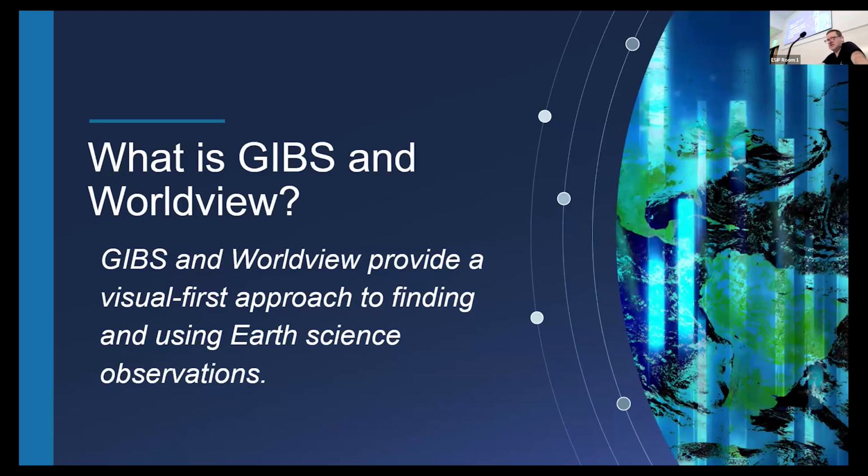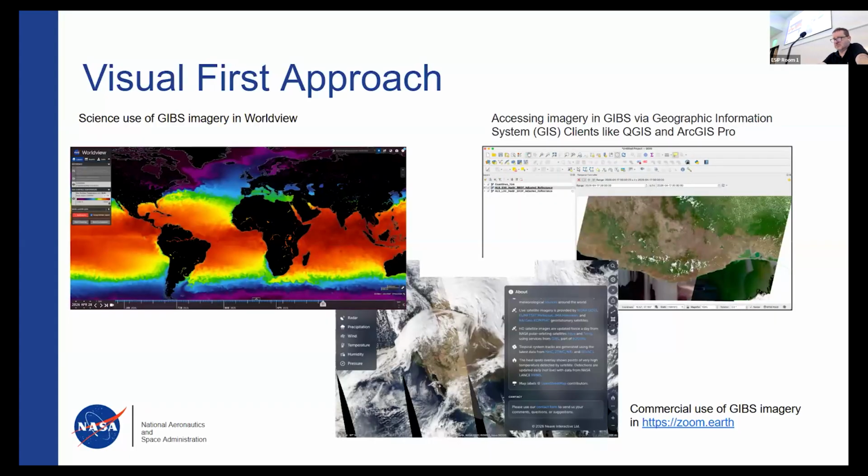ESDIS's core mission is to ingest, archive, and distribute science data. In distribution, we have the concept of discovery. In order to distribute that data out to our user base, they need to be able to find the data they're interested in. GIBS and Worldview solve that problem with a visual-first approach, enabling users to look at representations of that data through various tools to determine whether it is the data they're interested in.